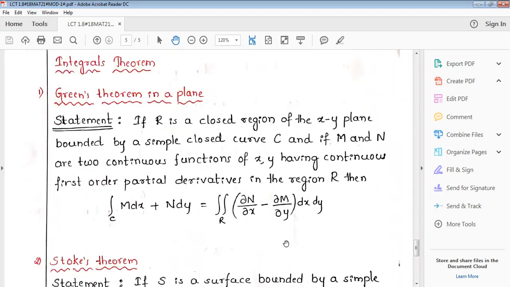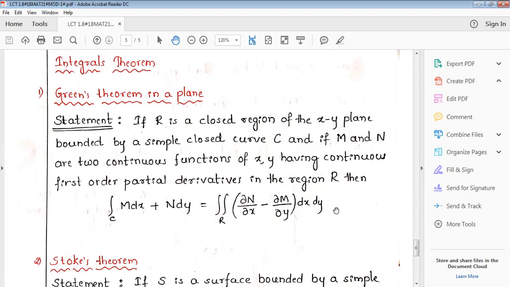Now, in this section, you are going to study three main integral theorems. First one, Green's theorem in a plane. Statement: if R is a closed region of the xy plane bounded by a simple closed curve C, and if M and N are two continuous functions of x and y having continuous first order partial derivatives in the region R, then the integral over C of M dx plus N dy is equal to the double integral over region R of (∂N/∂x minus ∂M/∂y) dx dy.